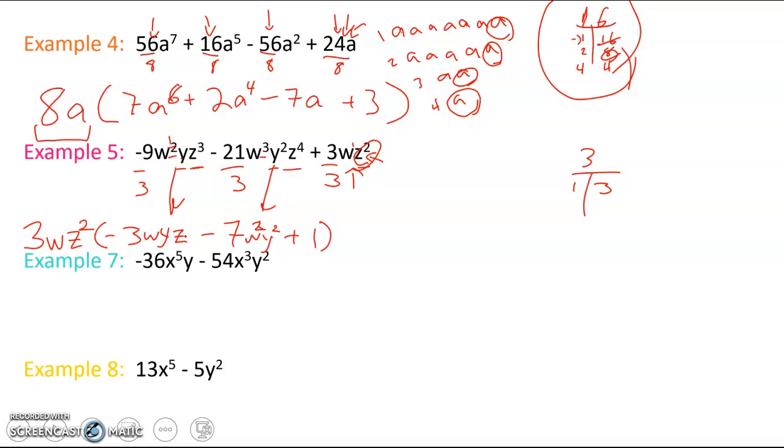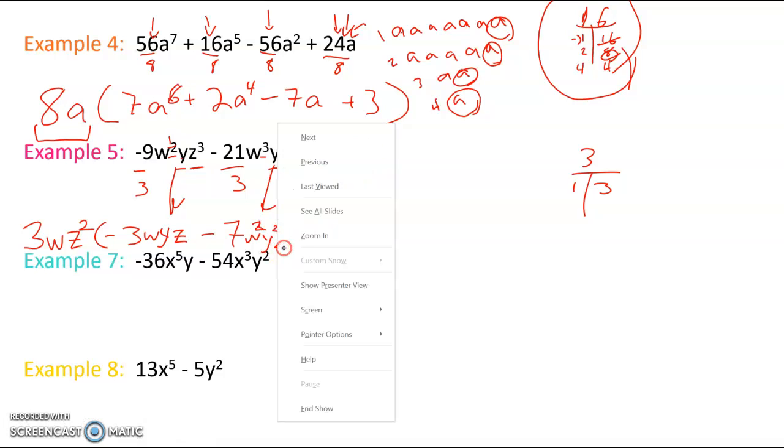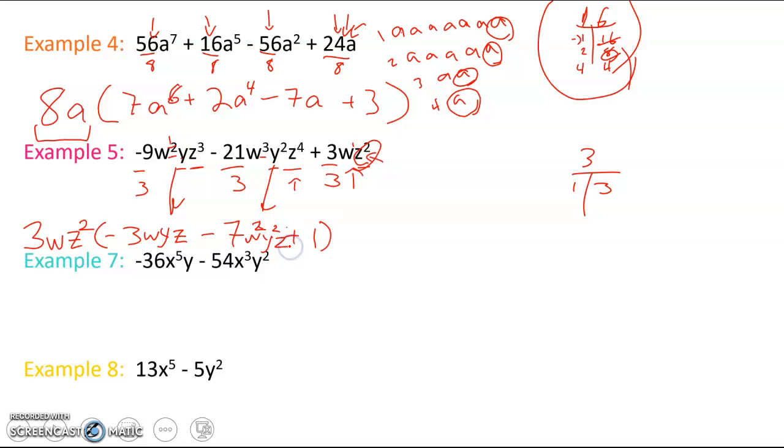This term right in the middle here, the z to the 4th, if I take out two z's from that, I'm going to be left with z squared. And then z squared, two z's right here. If I take out two z's over here, I'm going to be left with nothing. So I'm just left with the 1 right there. And then that right there is the final answer.